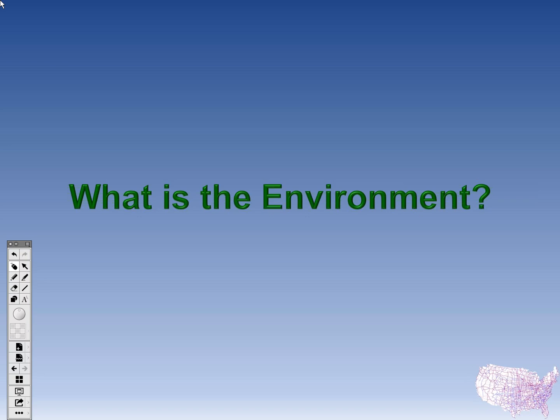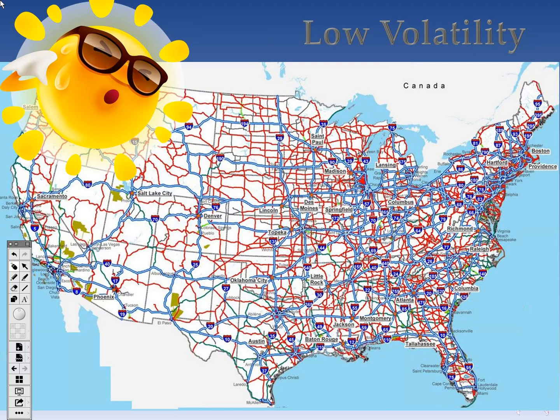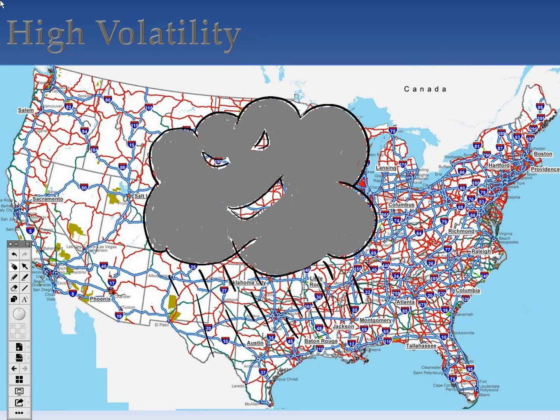All right, what's the environment? What we're talking about here is volatility. If it's got low volatility, think about it as sunny skies. You've got all the time in the world to get to your destination. There's nothing to worry about. But if it was high volatility, you want to get to that destination as quickly as possible. You're probably going to beeline it. You're not going to make stops at roadside attractions. You're going to go straight there.